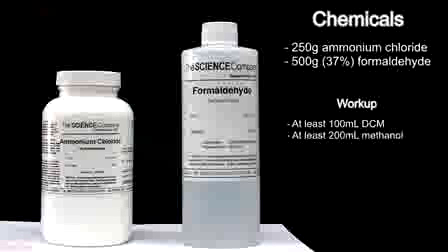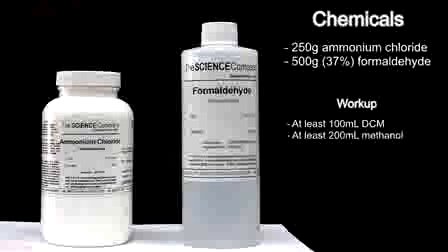For this preparation, we really only need two main chemicals, and that's ammonium chloride and formaldehyde. In total, I used about 250 grams of ammonium chloride and about 500 grams of 37% formaldehyde. One thing to note is that although this reaction does use quite a bit of ammonium chloride, a lot of it is recovered in the end. I followed the ChemPlayer methylamine hydrochloride video and used it as a guide, and I'm going to provide a link to it in the description.